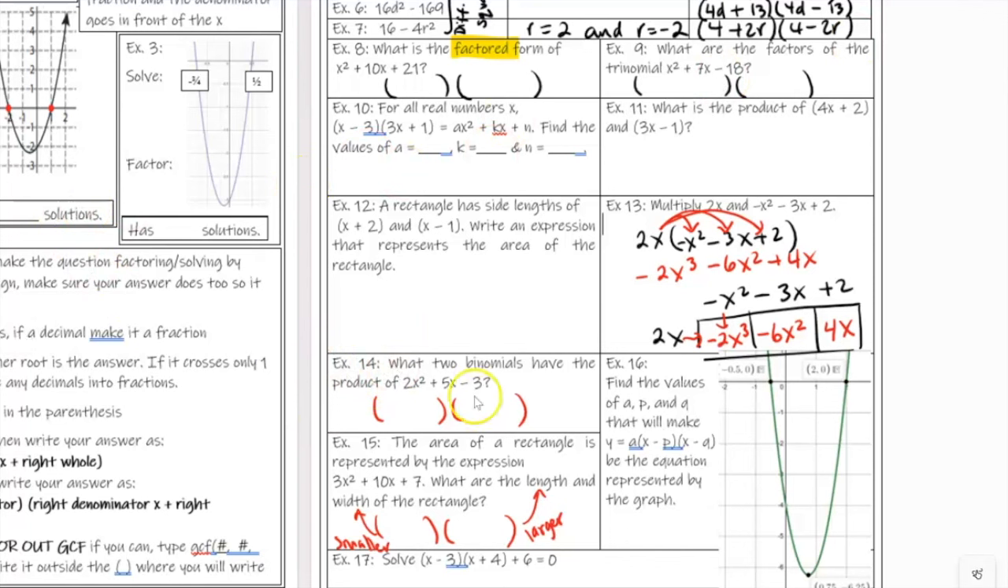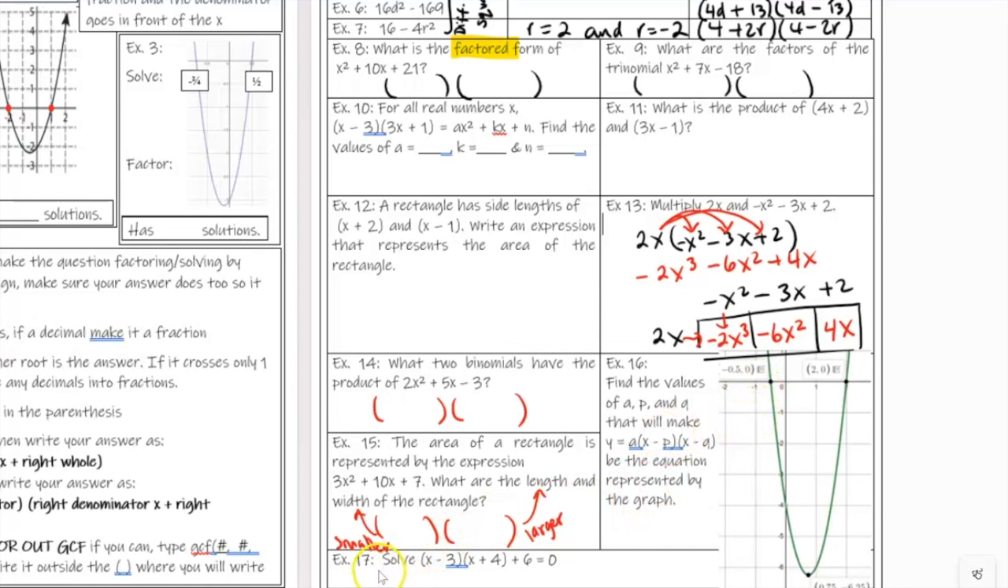All right, number 16. I'm actually not going to start you off with number 16. I want you to think about it. Can you find the values of A, P, and Q that will make it representative of this graph? So you have everything that you need, right? How can you make it look like it?